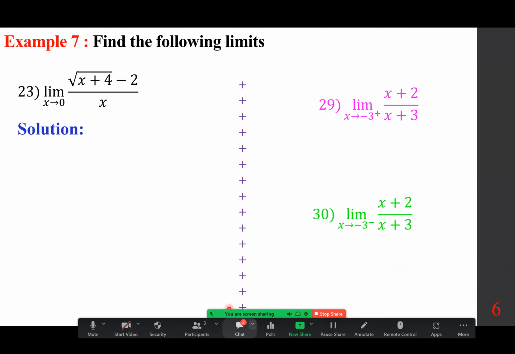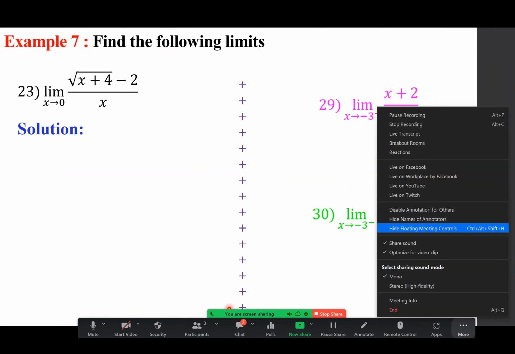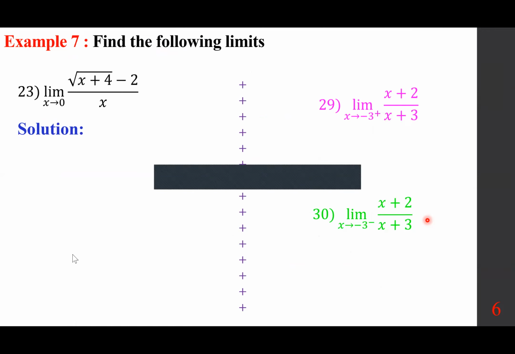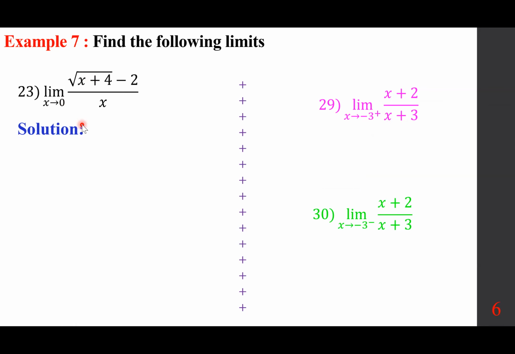All right, let's look at these limits. When we plug in, we get 0 over 0, in which case you have to use your techniques. In this case, the technique is the conjugate of the numerator.